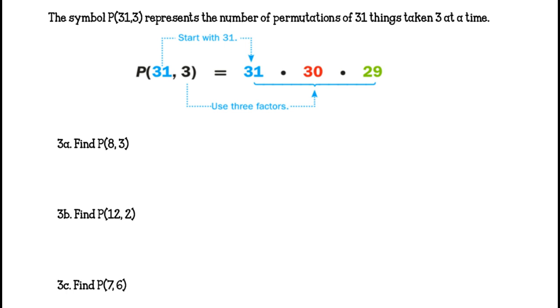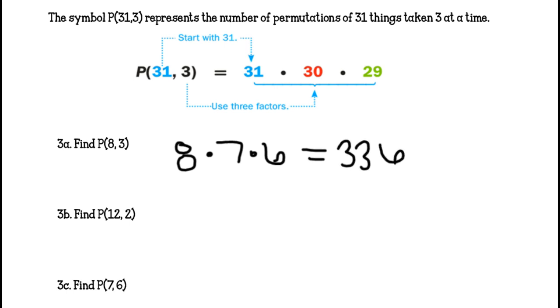So 3A, it says what is the permutation of 8 with 3 factors? And so for that, you're going to take 8 times 7 times 6. And when you do that, you get 336. 3B, it's 12 with 2 factors. So you take 12 times 11, which gets you 132.